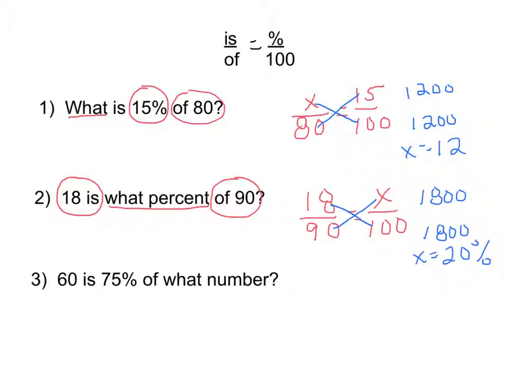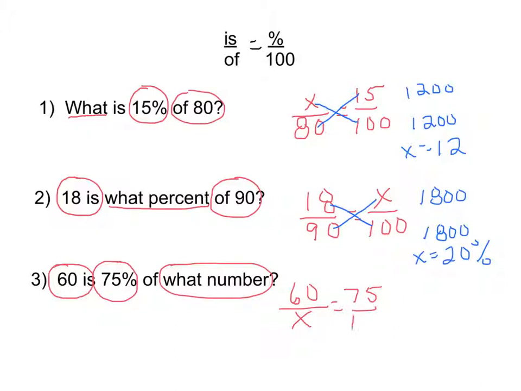The third problem that we talked about was: 60 is 75% of what number? Here, the 60 is the is. It says of what number? I don't know what the number is, so that's where my x is going to go. And 75 is associated with the percent, so it's 75 over 100.